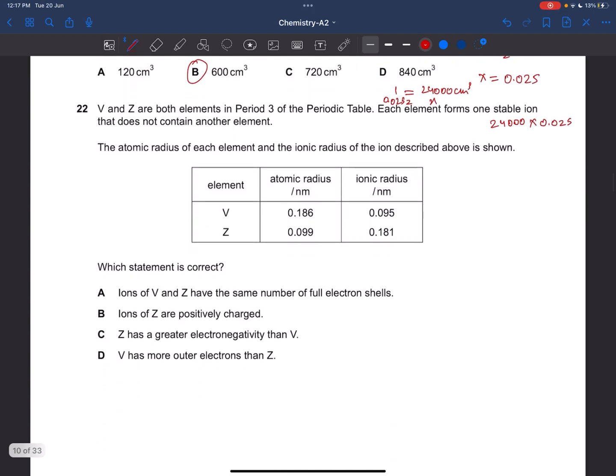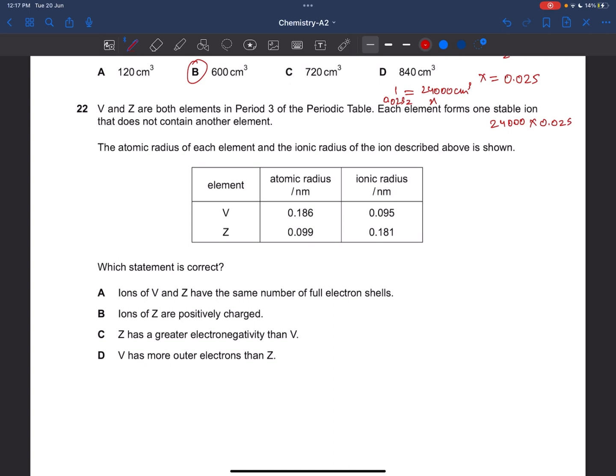Question 22. V and Z are both elements in period 3 of the periodic table. Each element forms one stable ion that does not contain another element. The atomic radius of each element and the ionic radius of the ion described above is shown. Which statement is correct? So for this we need knowledge of periodicity and the trend between the atomic and the ionic radii. So let's read the options.